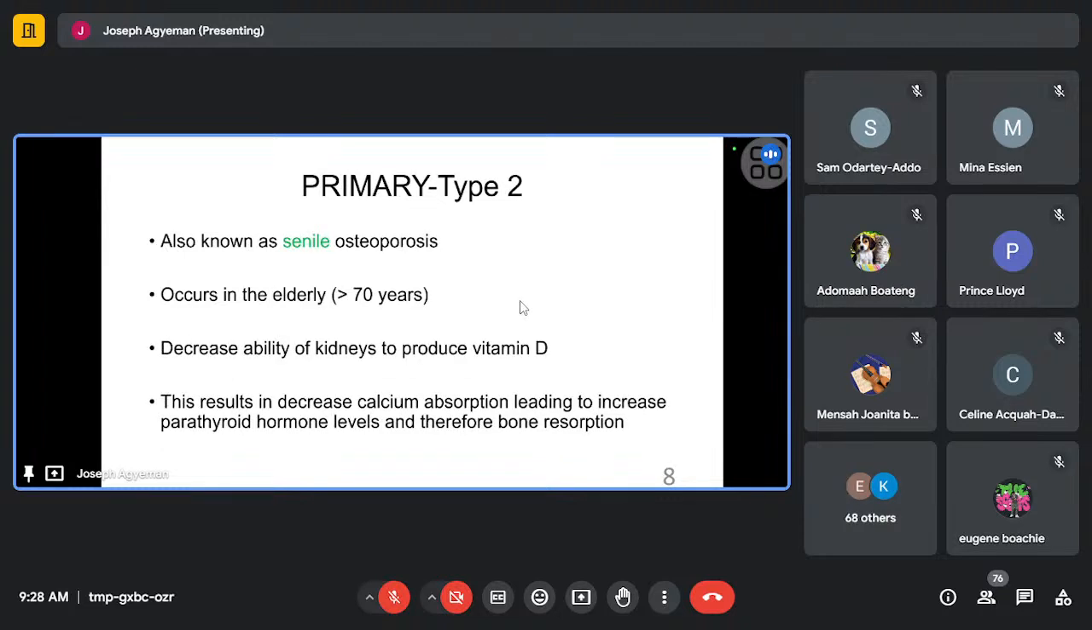So how about the primary type 2? The primary type 2 is also known as senile osteoporosis. So senile, everything about senile means that it happens in old age, the elderly.